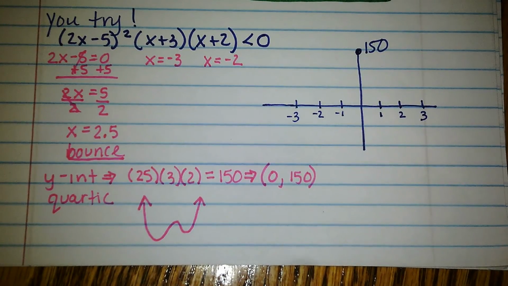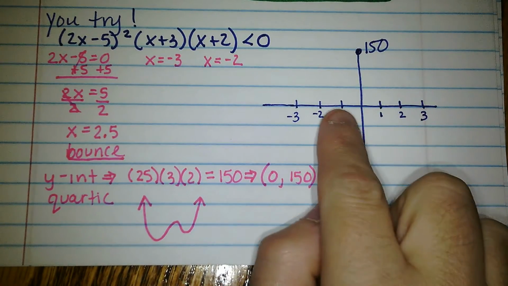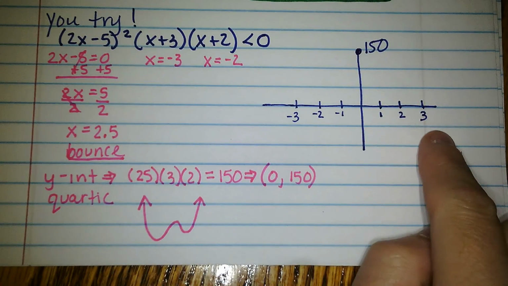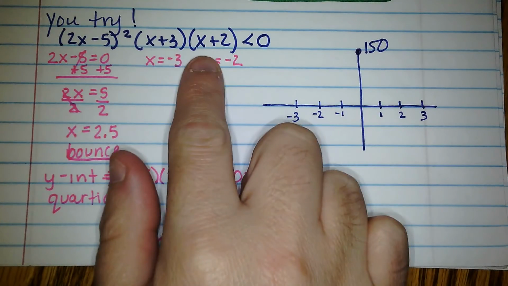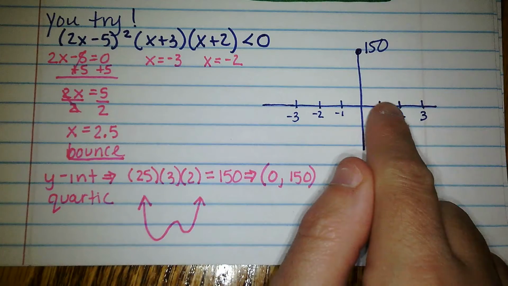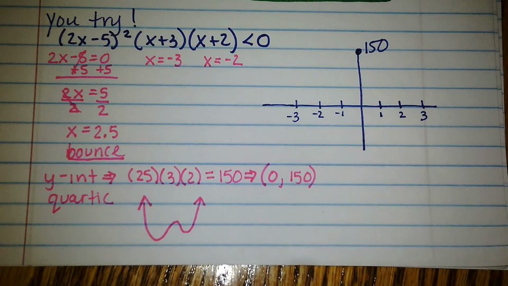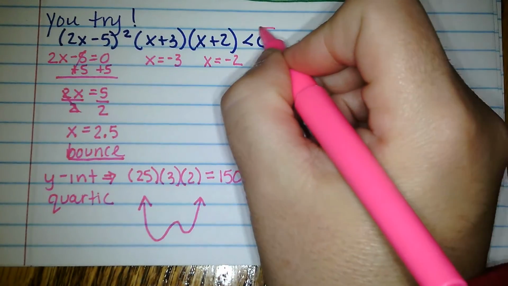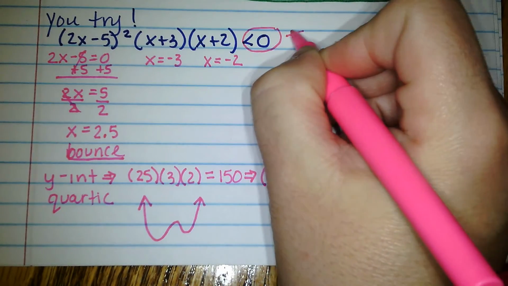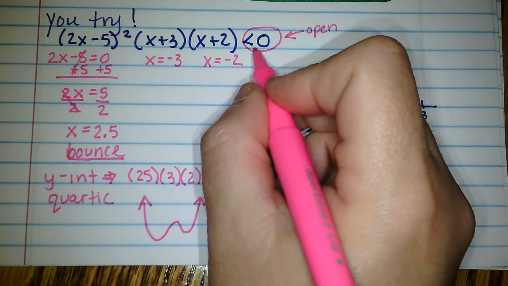Okay, so I got my sketch drawn, and again, I'm just putting the ones in because I feel like it makes it a little bit neater. So I know I need a -2 and a -3, and I also need a positive 2.5. So that's why I made my sketch the way I did. Keep in mind that we've got a bounce at 2.5. Oh, and I forgot. Are these open circles? Why, yes, they are. These are open circles because there's no equal to sign.